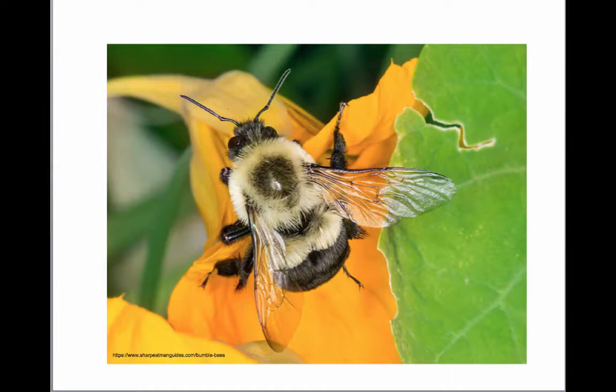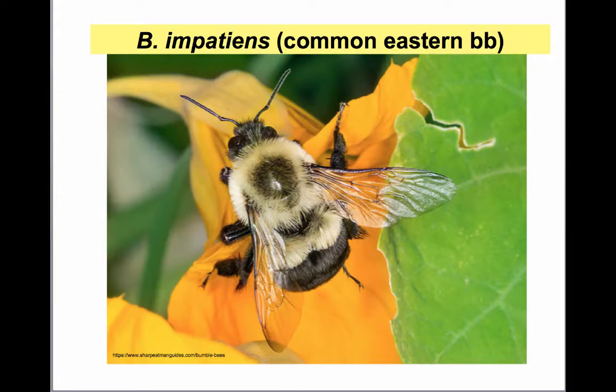If you guessed Bombus impatiens, the common eastern bumblebee, you're right. This bumblebee has just one yellow segment on the top of the abdomen, and then all the rest is black from the tail down.